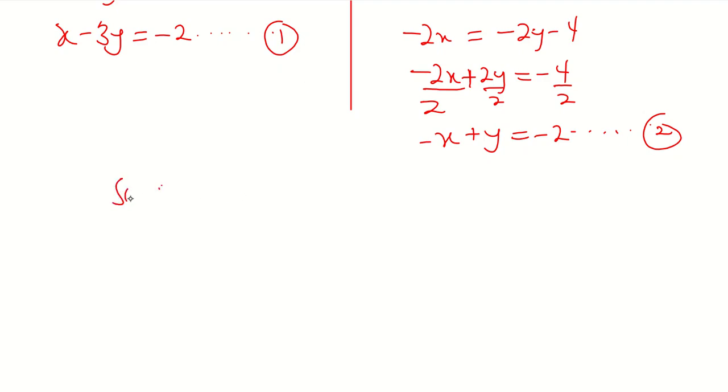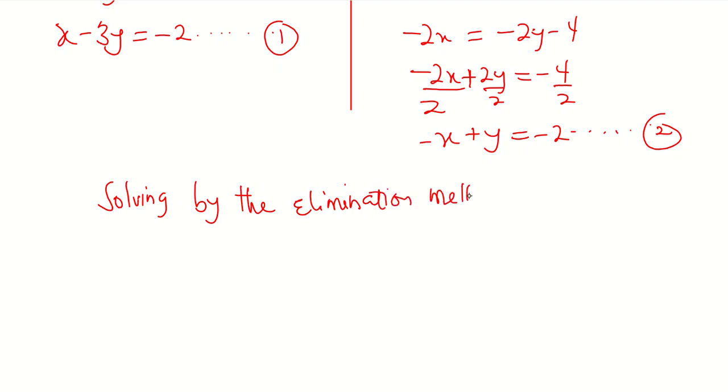So solving by the elimination method, we have equation 1 as x minus 3y equal to minus 2, and equation 2 as minus x plus y, which is equal to minus 2.